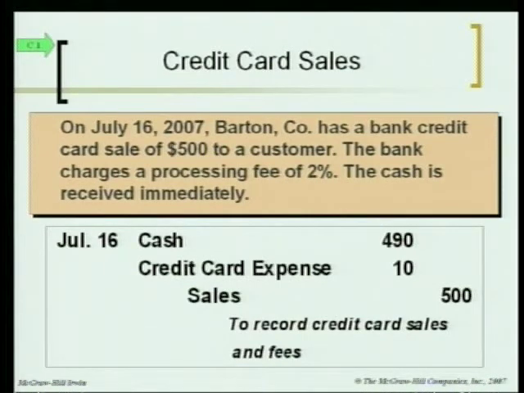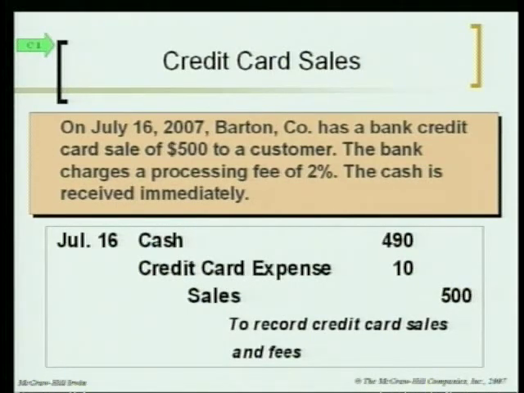Now we get our money instantaneously, but we do not get the entire $500, do we? We get only 98%, which is 100% minus that 2% fee, times 500. So what is 98% of 500? It's 490. That's how much cash we get immediately. And then that 2% times 500, that $10, is debited to credit card expense. Okay? All right, any questions on that? That's not too hard. You can read about this in your book.